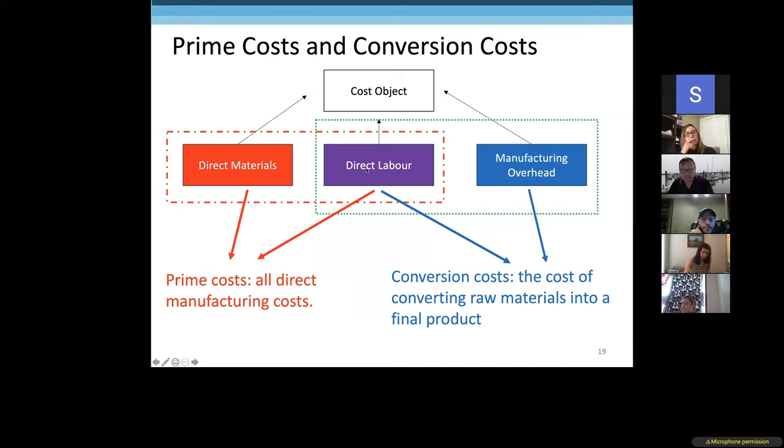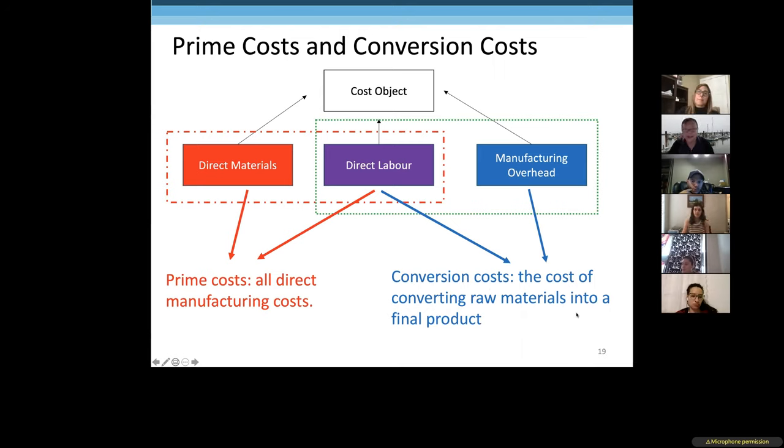And if you use direct labor and the manufacturing overhead together, this is the conversion cost, okay? This is called conversion cost. So this is the cost you convert the direct materials to the final product, okay? Does that make sense? So three types of manufacturing cost. The first two are direct. These are the prime cost. Okay, the direct labor and manufacturing overhead, they are conversion cost because these two convert the direct materials to finished goods. So therefore we call them conversion cost.